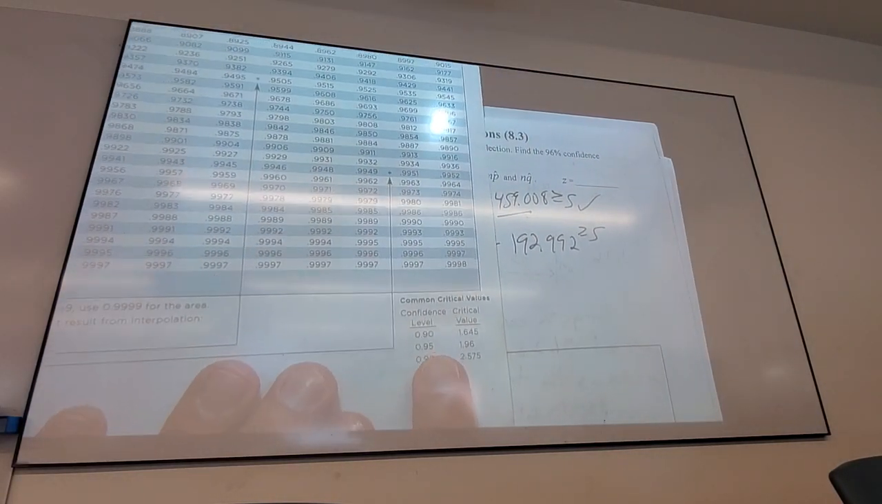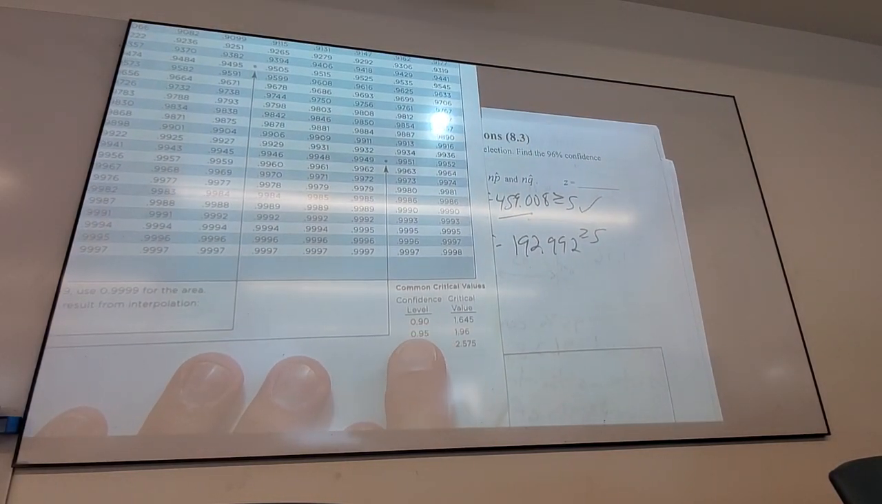There's a little baby chart. If I want to be 90% confident, blah, blah, blah, it gives me the z-score. It's just a little shortcut.